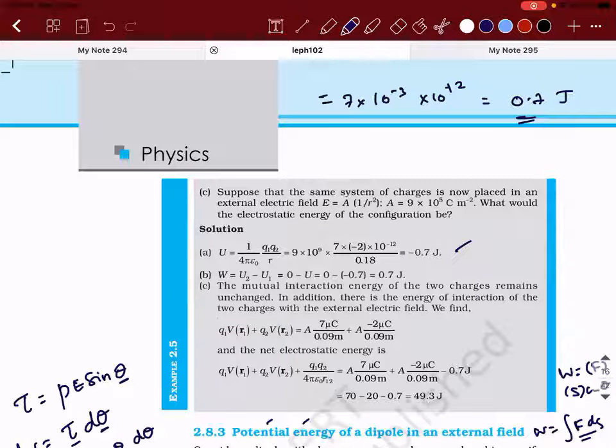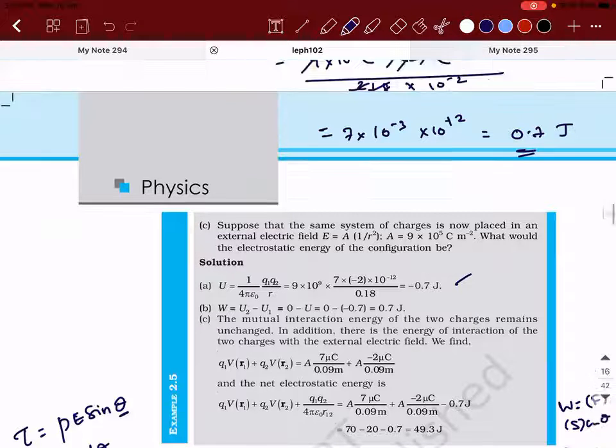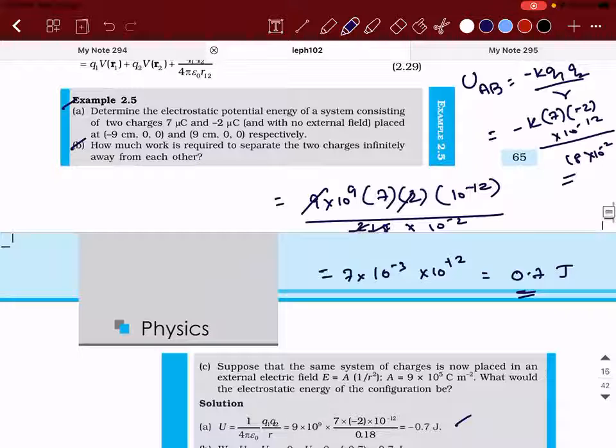Because they didn't take the minus sign. They took it as 1 by 4 pi epsilon naught into Q1, Q2 divided by R and then did it. Then in the place of Q2, they substituted a negative sign. We substituted, but we took the formula itself as minus KQ1, Q2. So we started the formula itself with minus because we are assuming that this potential energy is due to the work done by the external force.